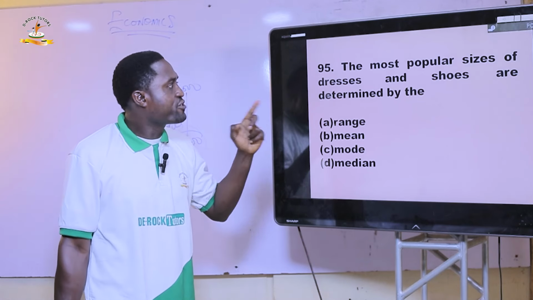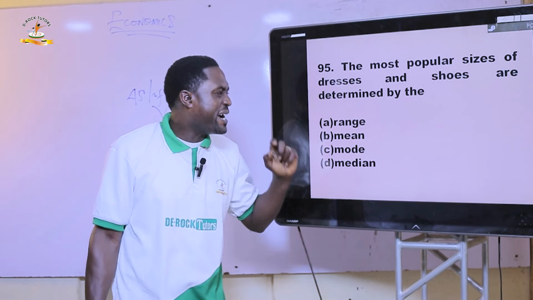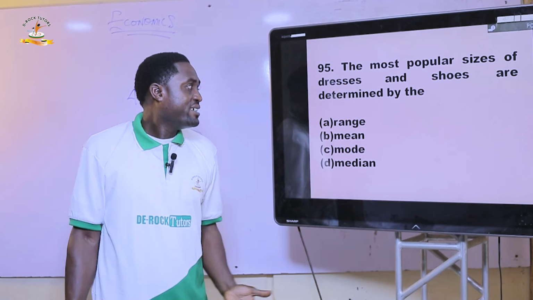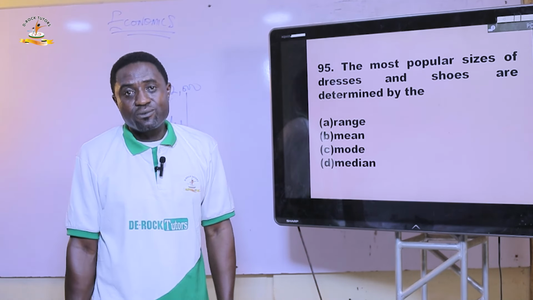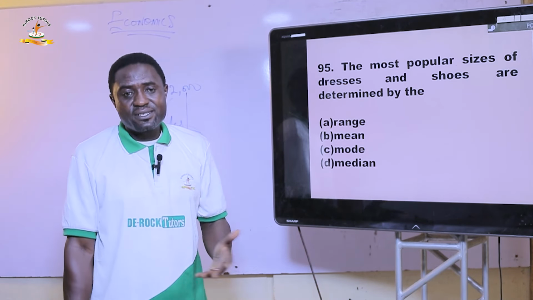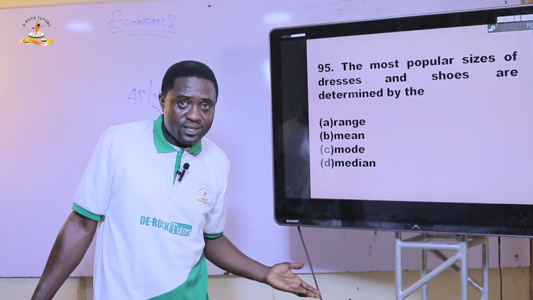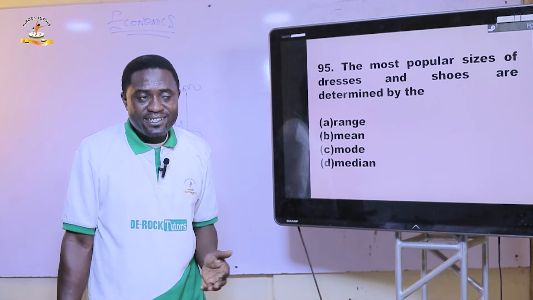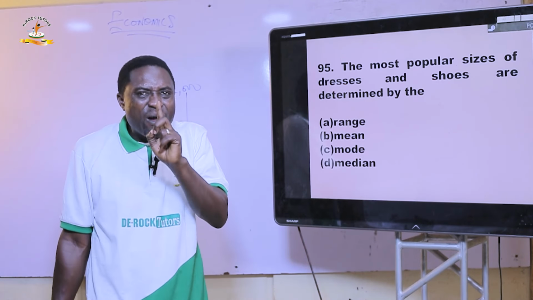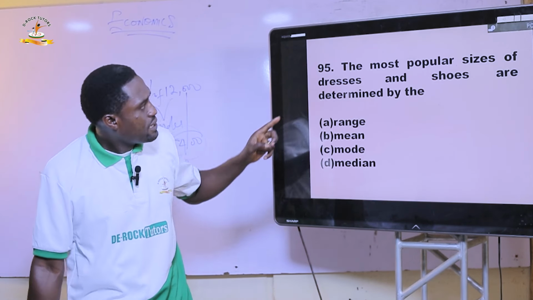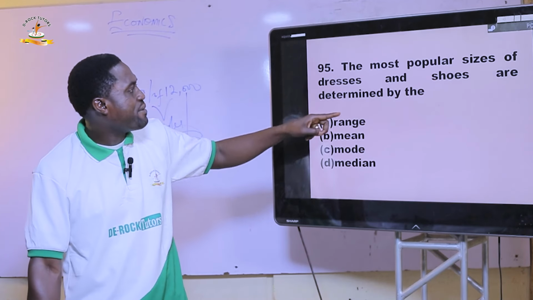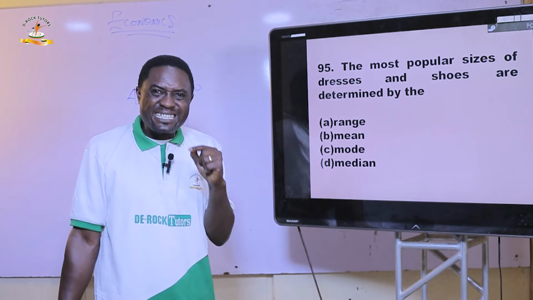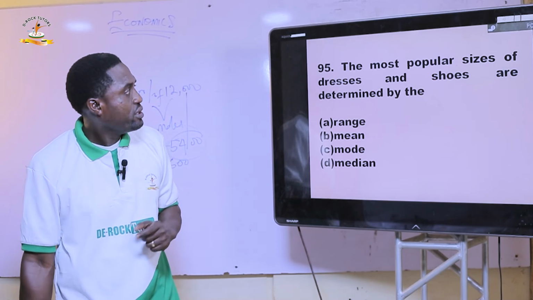The most popular sizes of dresses and shoes are determined by what? It is the range. What size are you using? Is it size 12? Is it 42? It depends. You understand? Is it size 8? These are being determined by range. You can't determine them by mean, mode, or median. You can determine them by range. The next question.